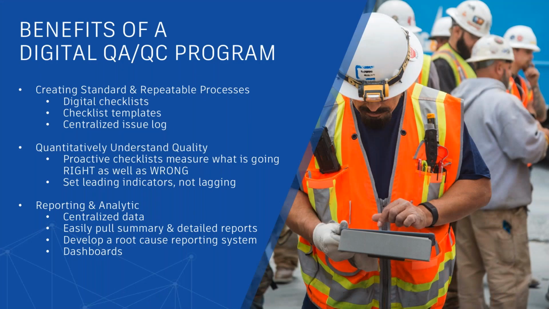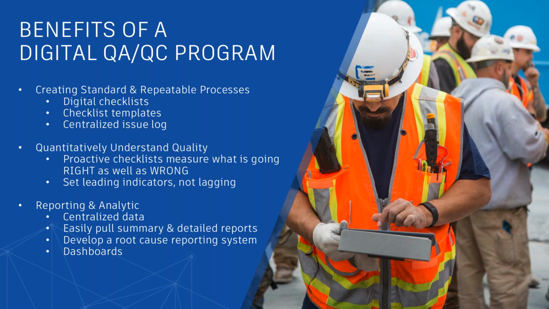So the key to proactive quality programs is first to create standard and repeatable processes. So this is really centralizing the information, making sure that your folks in the field and your engineers and your superintendents have access to digital checklists. They understand you're monitoring how they perform those digital checklists and the frequency with which they're performing them. And you're centralizing all of the information from the checklist and from the issues created out of the checklist.